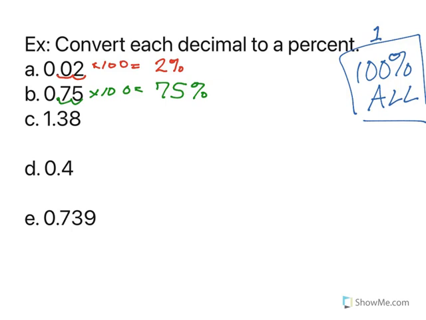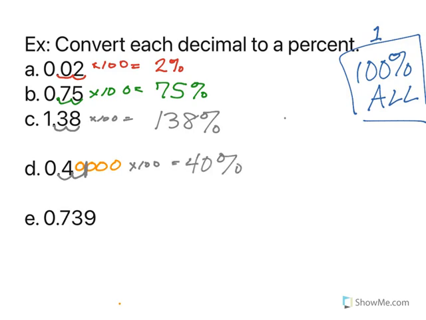Well, if you look at letter C, we have 1.38. That's greater than 1. That's greater than a whole thing. So our percentage, if we move it 2 places or multiply by 100, we end up with 138%. It's greater than 1, so it's going to be greater than 100%. In letter D, you'll notice we only have 1 place past the decimal point. Well, that's fine. Anything past that, they're just zeros. We could put as many as we wanted to put there. But when we multiply by 100, or we move it 2 places, we really only need 1. And that gives us 40%.